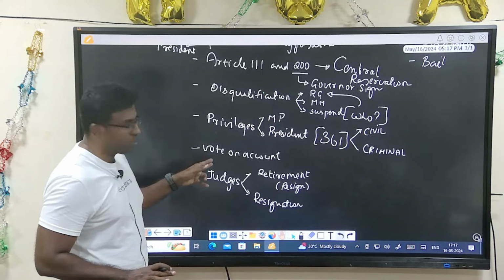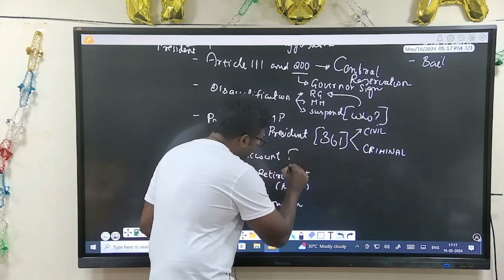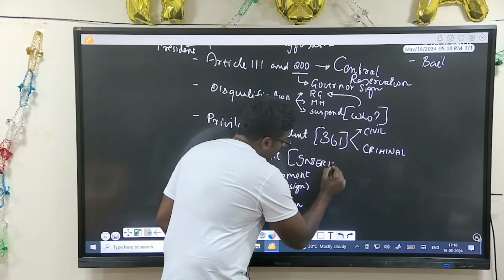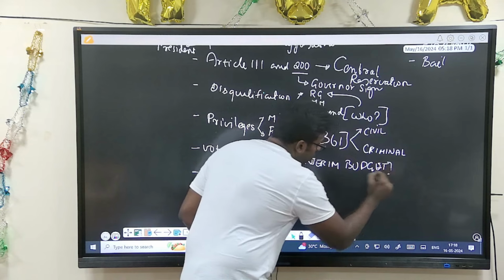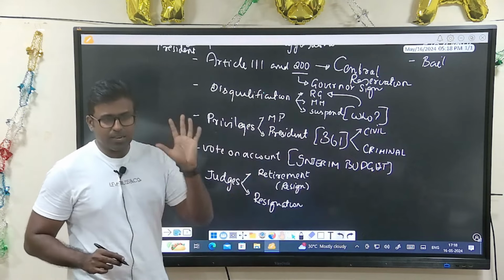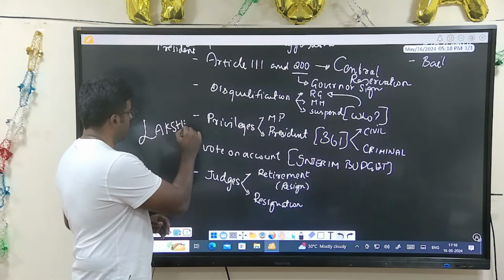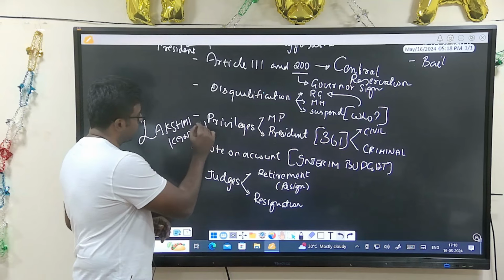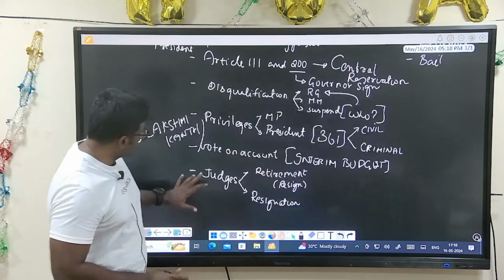Now, then the point is that vote on account, so we have this interim bill, right? Or interim budget. Okay. What is this interim budget and this vote on account? Clearly check it in Lakshmikant. Everything, please check it in Lakshmikant. Don't waste your time on any other thing, please. Now come to this point.